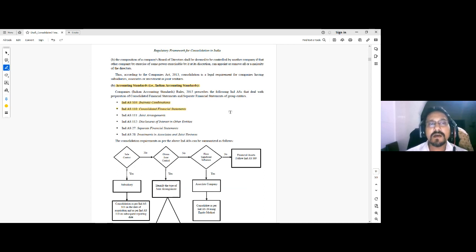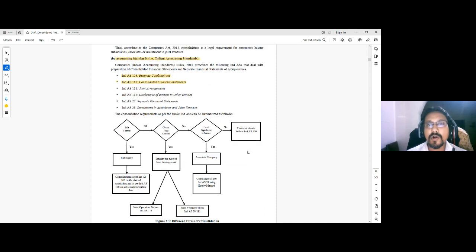Now let us have a complete overview of this consolidation requirement through a flow chart. Okay. Now you can easily identify. I have just a minute.